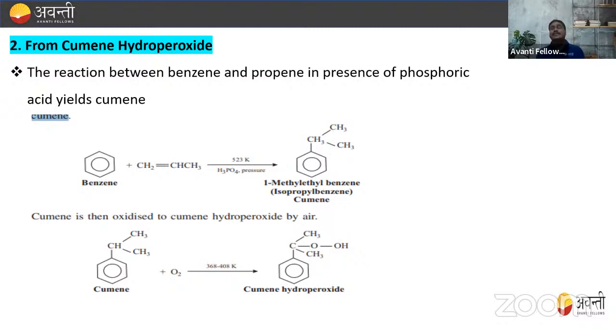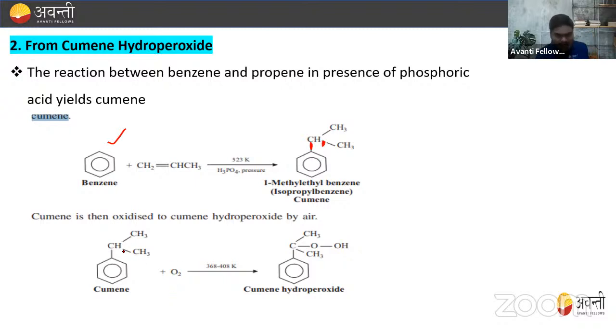So when we react benzene with propene, this is what we have: benzene, and this is propene. When you treat benzene with propene, what do they form? They form cumene. The IUPAC name of cumene is also 1-methylethyl benzene. This is not CH3. This is again CH3 only, because carbon has 1 bond, 2 bond, 3 and 4. So this is cumene, okay?